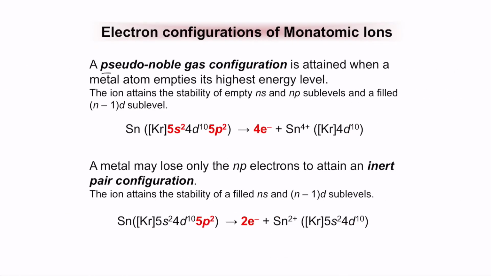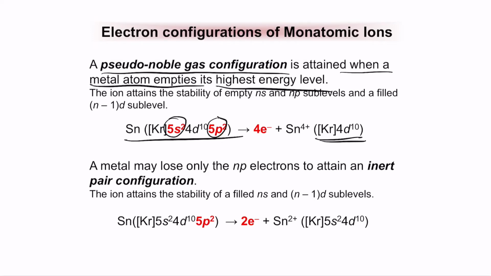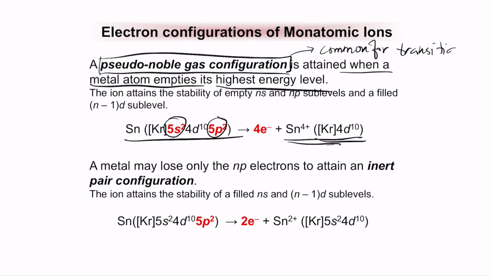Next, you have a pseudo noble gas configuration, which is generally attained when a metal ion empties its highest energy level. For example, when you take stannum, which is tin, and remove 4 electrons from the 5th shell, you notice that it becomes fully filled up to the d orbital. But here it is not isoelectronic with any noble gas, but it is still stable. This is called a pseudo noble gas configuration, and it is more common for transition elements.